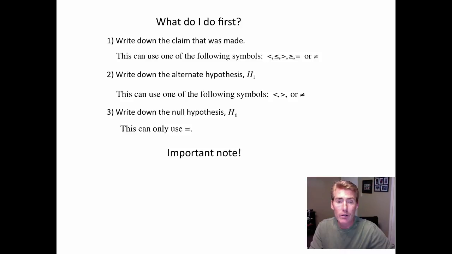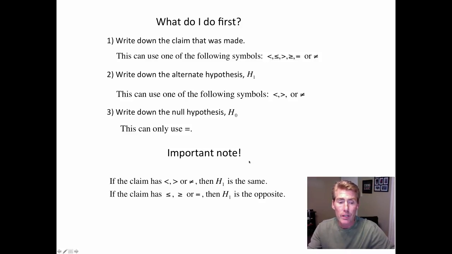An important note about the alternate hypothesis. If the claim has a less than, or a bigger than, or not equals, then H1 just uses one of those symbols, whatever it is. So H1 would be the same as the claim. If the claim has a less than or equal, bigger than or equal, or an equals in it, then you have to use the opposite. So these two, equals and not equals, are opposite of each other. For bigger than or equal, you have to use the opposite direction, and it can't have an equals. So the opposite of this one would be this one. Likewise, the opposite of less than or equal is going to be greater than.